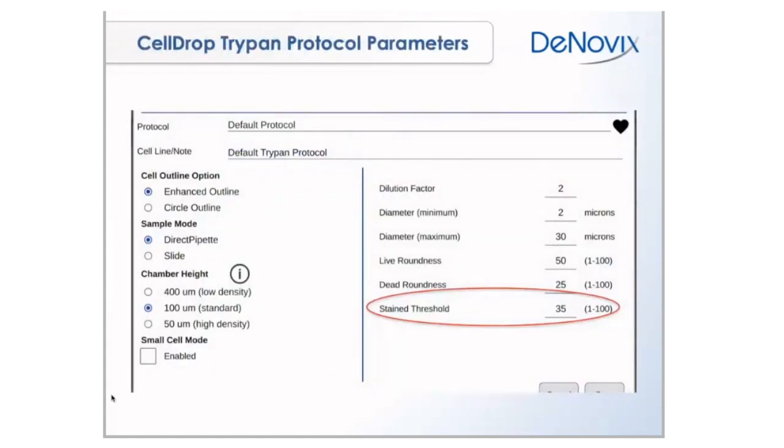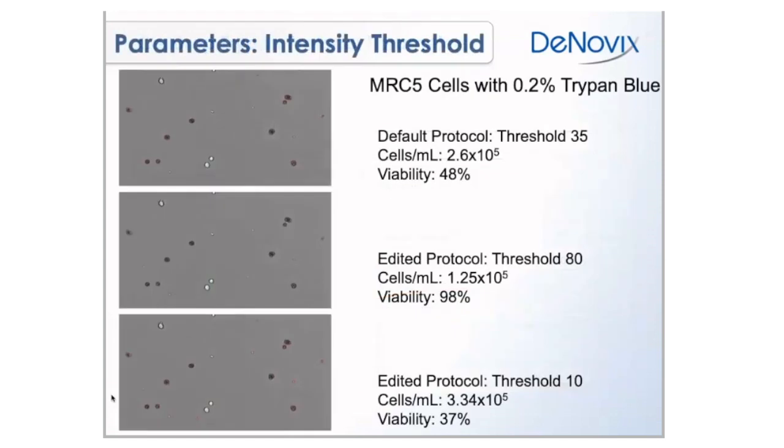So the next parameter I want to talk about is the thresholds. So how dark something needs to be to be counted as a cell. Our default protocol for trypan blue, the threshold is 35. So that's sort of on the lower side, 50% being right in the middle of the grayscale. So that's looking to say how dark do you need to be counted as a dead cell.